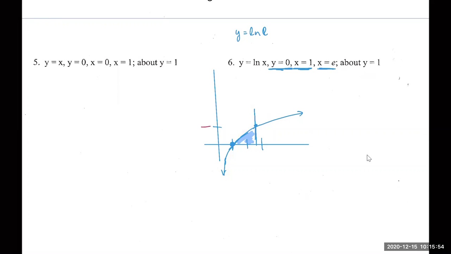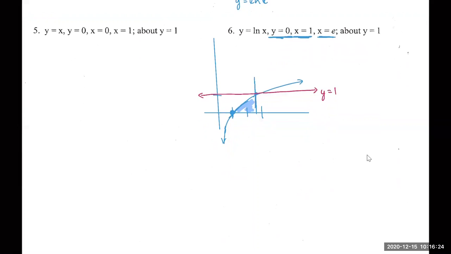And go ahead and draw in for me the axis of revolution, which is about y equals 1. Okay, now from there, can you guys type in, is this a disk or a washer? If I revolve that blue region about it, is that a disk or is it a washer? Is there a gap or is there not a gap? Okay, perfect. Make sure you guys get these correct.